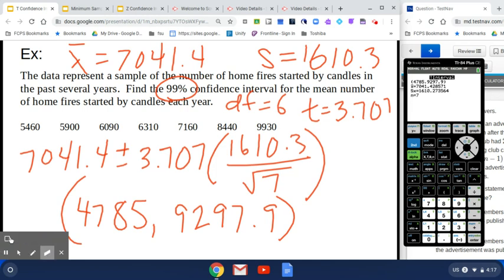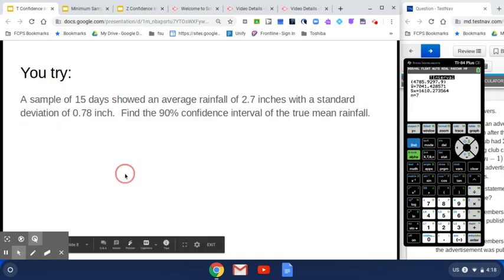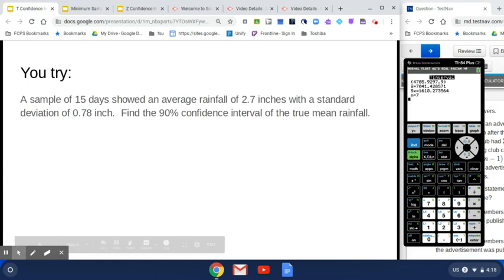All right, with that second example complete, I'm going to ask you guys to try this one. Pause the video here, calculate the 90% confidence interval of the true mean rainfall using a t-distribution, and come back to find the answer in a minute.